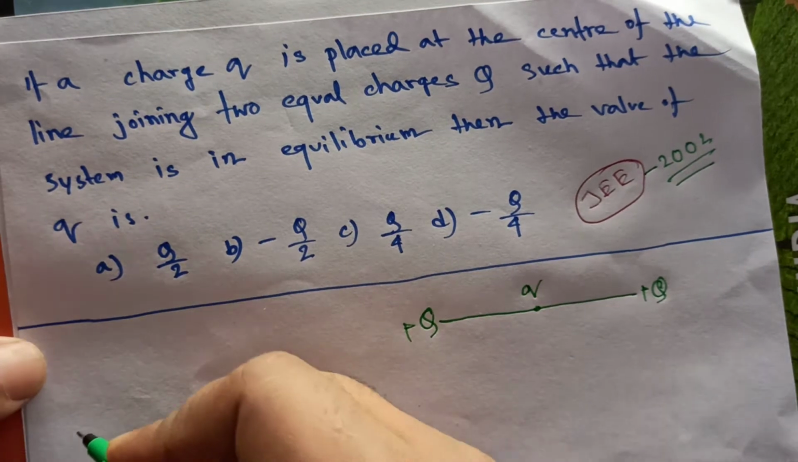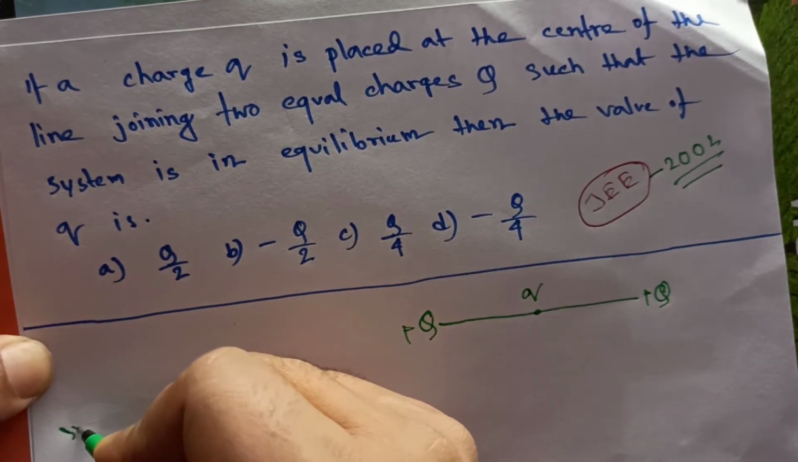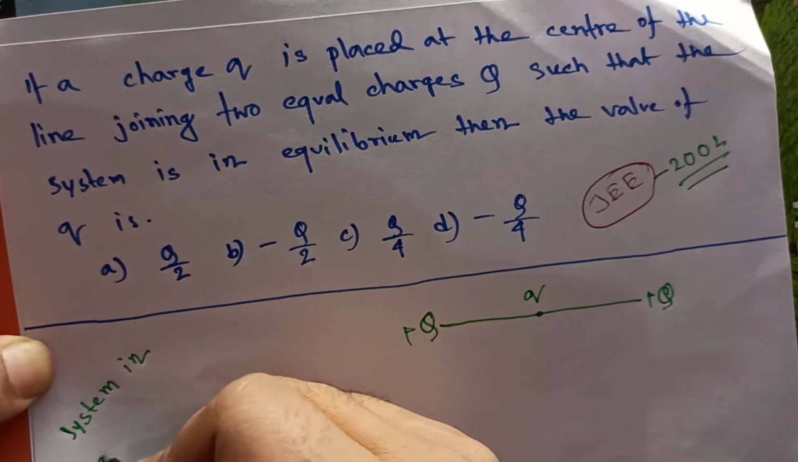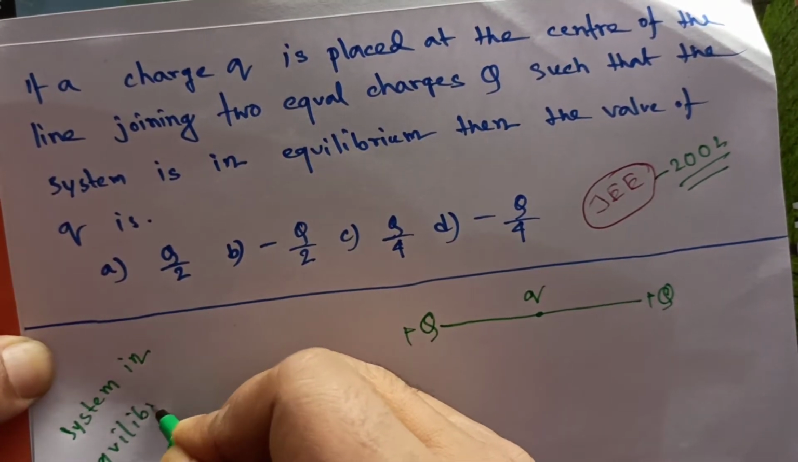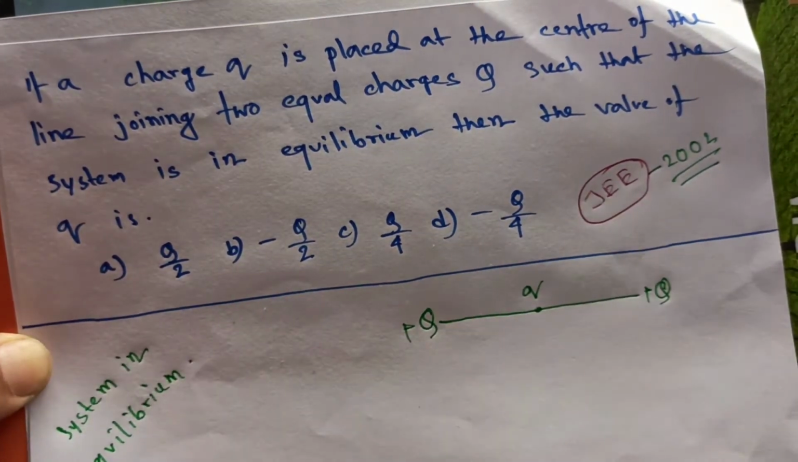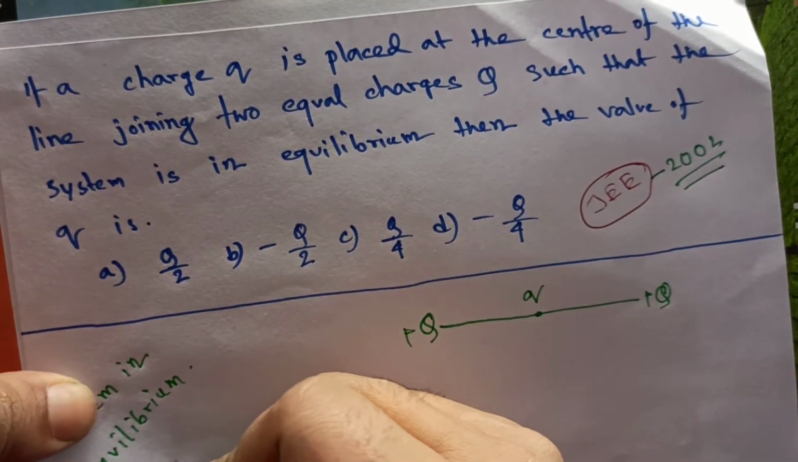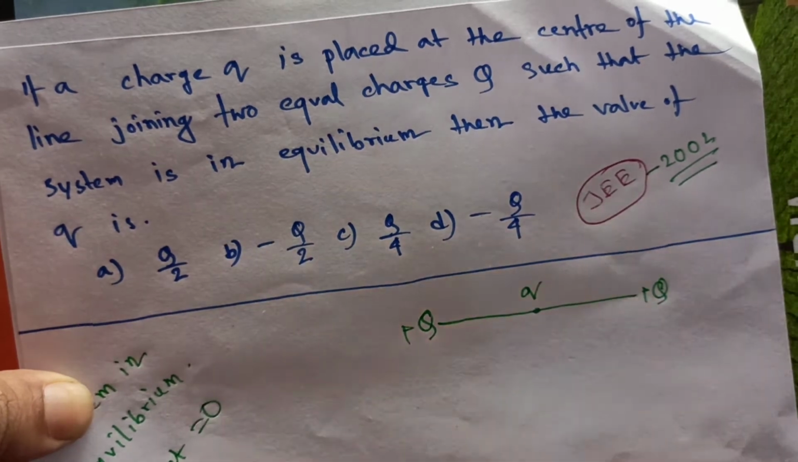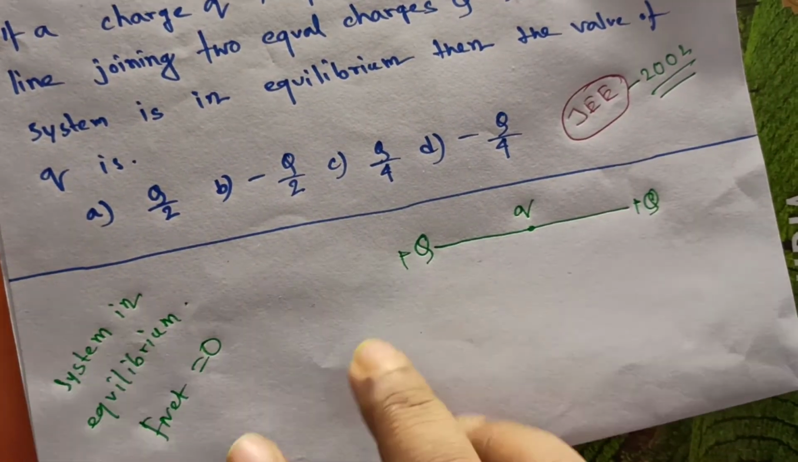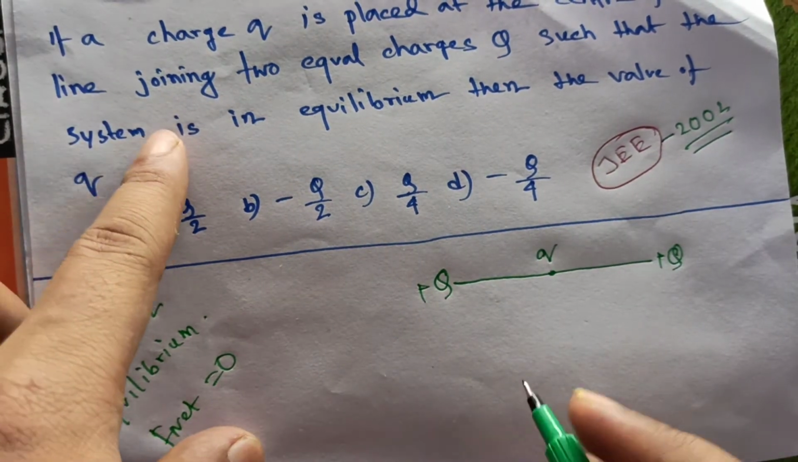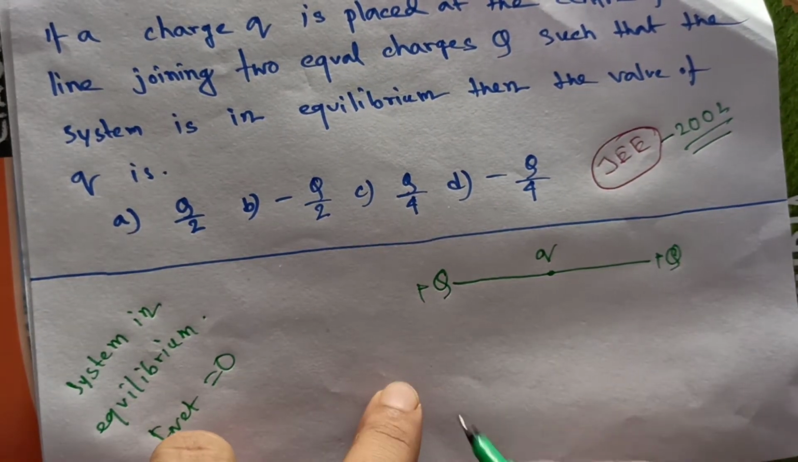When the system is in equilibrium, what is the condition for the system? What is the condition to keep a system in equilibrium? The net force must be 0. So how many forces are acting in this question?